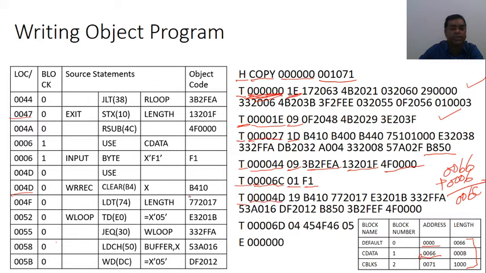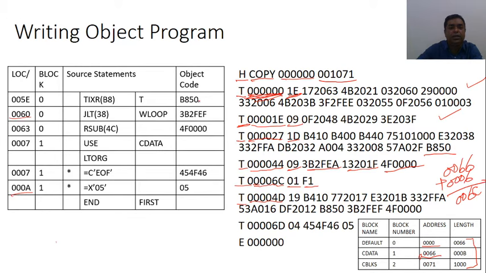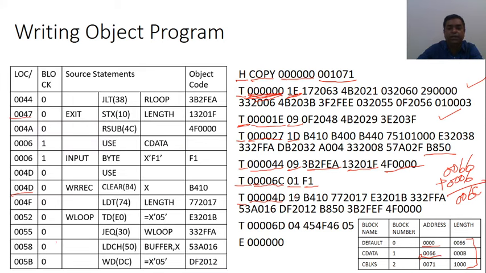And what will be the size of this text record? You can see here 1 2 3 4 5 6 7 8 9 10 11 12 13 14 15 16 17 18, 19, 20, 21, 22, 23, 24, 25. That means it will be 25 bytes, because after this I am getting the C data block. So it will be 25 bytes, and 25 in hexadecimal is written as 19, this one.